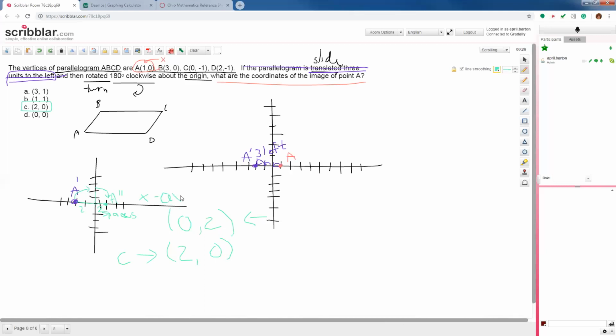Always think about it being on the x-axis or the y-axis. Since this point is on the x-axis, the 2 has to go in the x spot. 0, 2 would be a point on the y-axis. This would be 0, 2 because the coordinate is Y. Yep. Good.